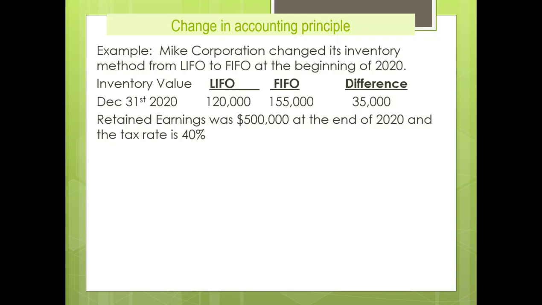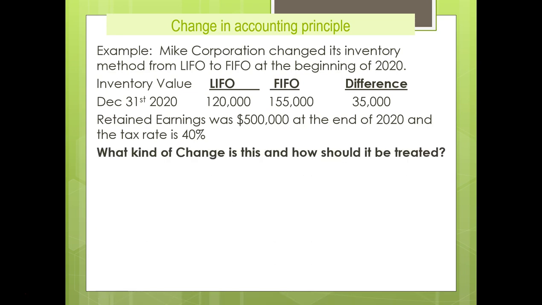Now let's take a look at some examples. My corporation changed its inventory method from LIFO to FIFO at the beginning of 2020. So, this is what the inventory is valued at under LIFO. This is what is valued under FIFO, and the difference is $35,000. They had retained earnings of $500,000 at the end of 2020, and the tax rate is 40%. So let's see what information we need.